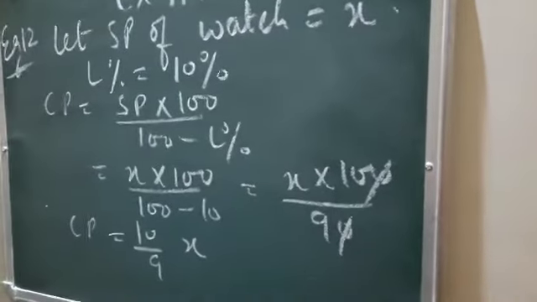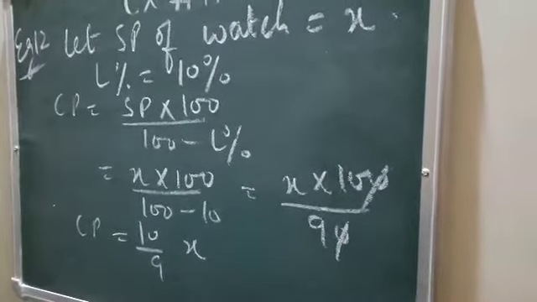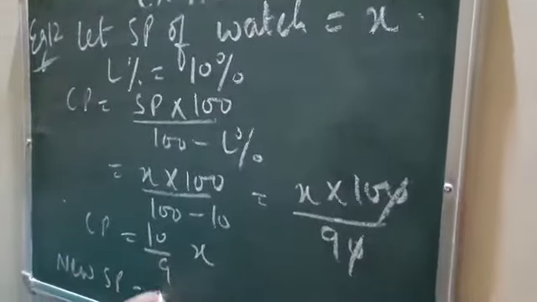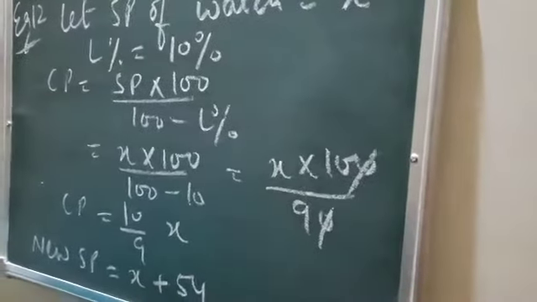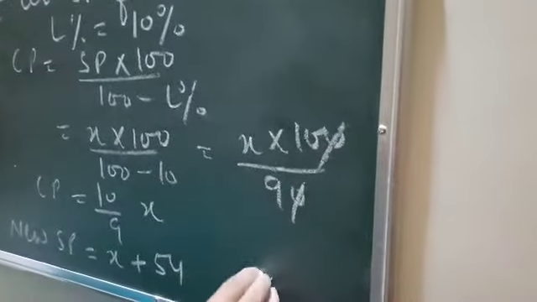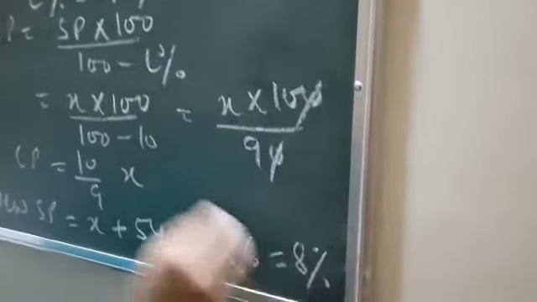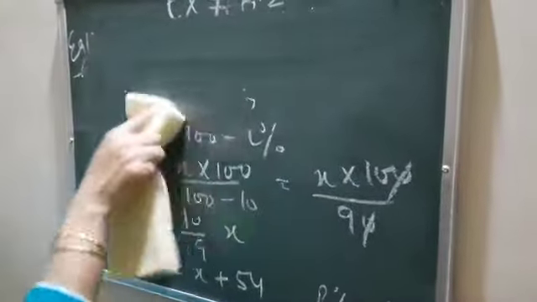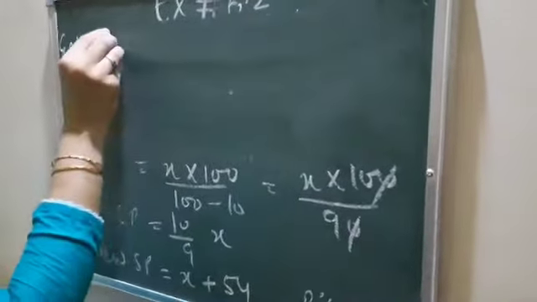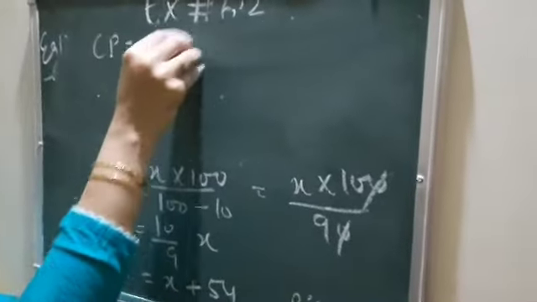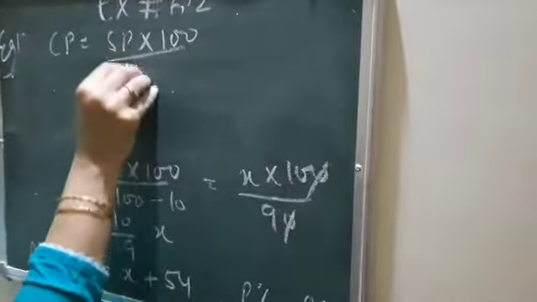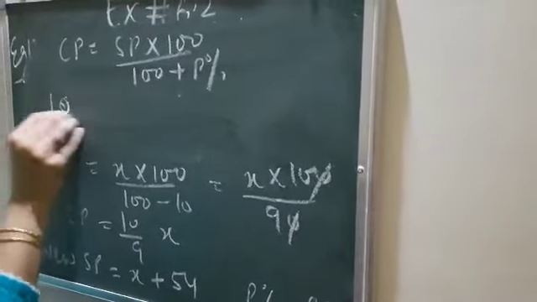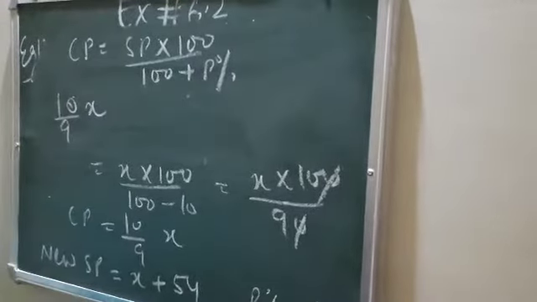Now it is given, had it been sold for rupees 54 more, that means what will the new SP be? New SP will be X plus 54. He would have got a profit of 8%. Profit percent is given 8% now. The CP will remain same. So we have to find the value of X. So we put the values. Again CP is equal to SP into 100 upon 100 plus profit percent. So CP is 10 upon 9x. We have just found it out. So we have put the value.